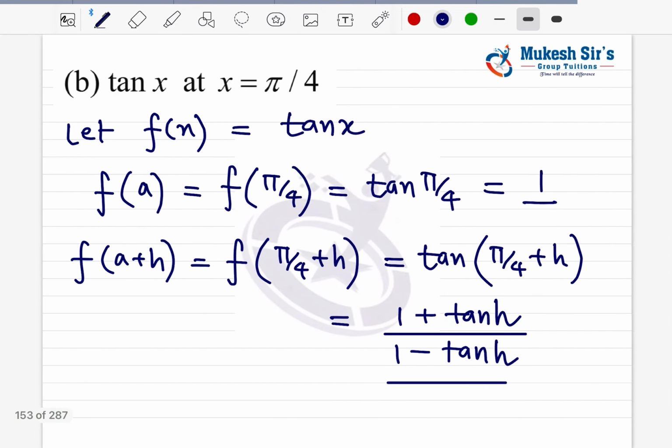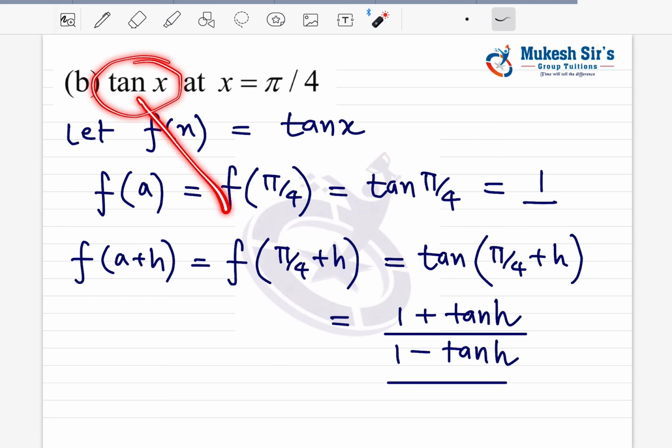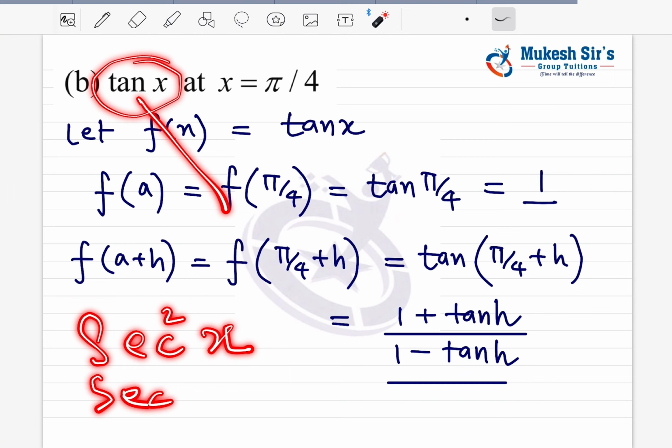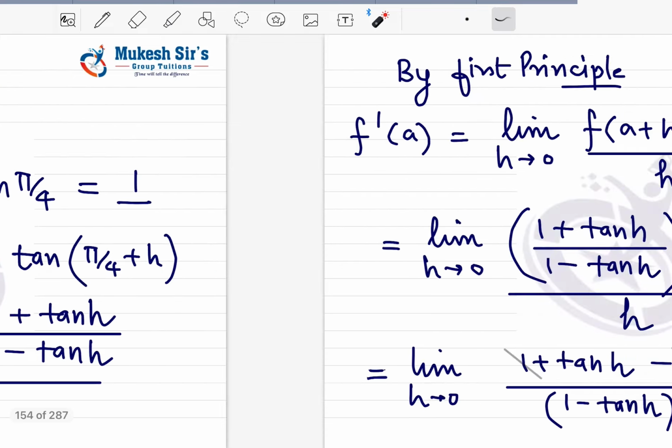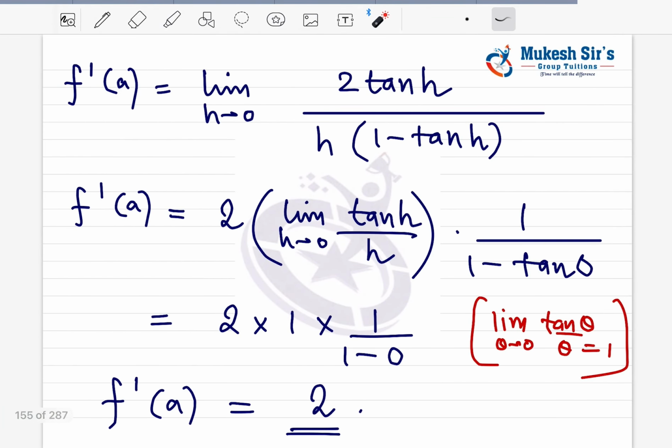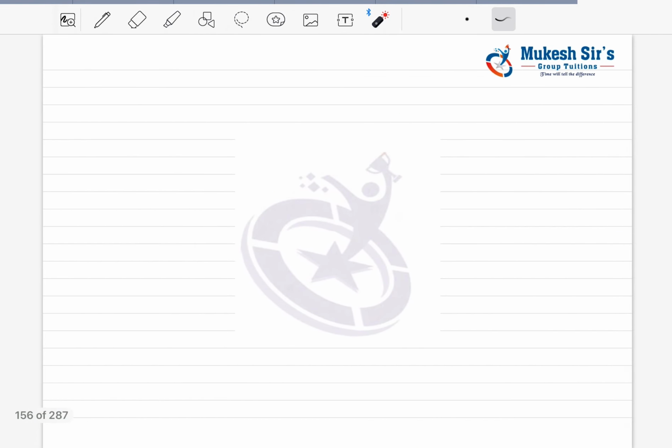You can also check the answer using the derivative formula. How do you check? Tan x ka derivative. What's the derivative of tan x? Sec square x. You want pi by 4, so this becomes sec square 45. Sec 45 is root 2. So sec square 45 becomes root 2 ka square. Root 2 ka square is 2. Clear? So the answer is 2. So that was the derivative part.